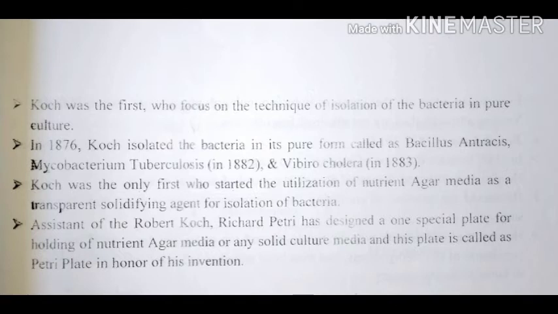Koch developed a technique to make pure culture. Here, pure culture means: we know that in our atmosphere there are a number of microorganisms present, so from that, when we make a single isolated microorganism in the laboratory, the microorganism that is formed here is known as pure culture. In 1876, Koch isolated bacteria in pure form called Bacillus anthracis, Mycobacterium tuberculosis and Vibrio cholerae. These were the three species of bacteria which were isolated into their pure form.